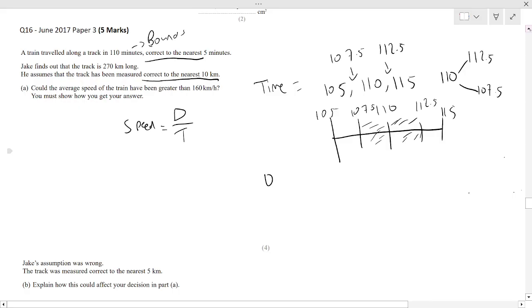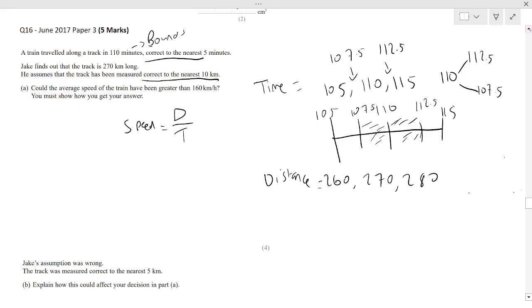Likewise for distance, that's 270 to the nearest 10. So 270, and then the next 10 is 280, and before that is 260, and then obviously it'll go on. Again, the bounds will be in between. So it's going to be 275 and 265. Again, with the number line analogy, if it helps. But those are the bounds, right? So 275 is your upper bound, and 265 is your lower.